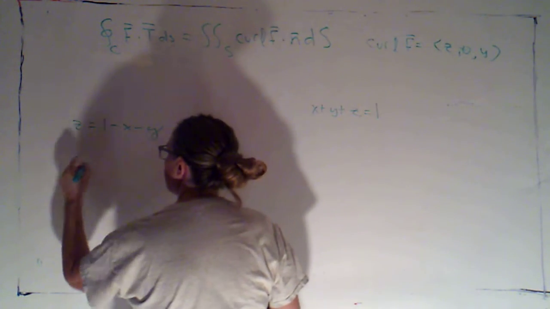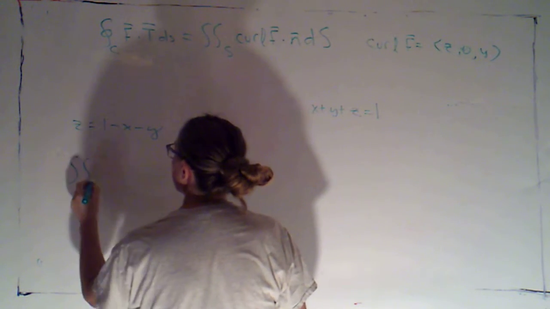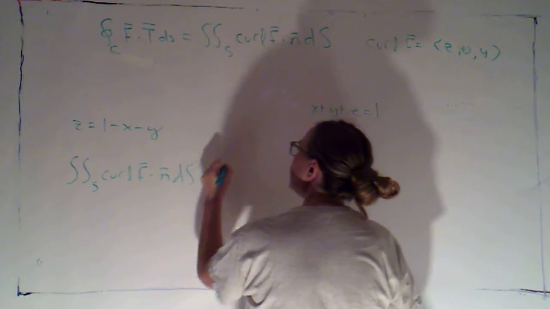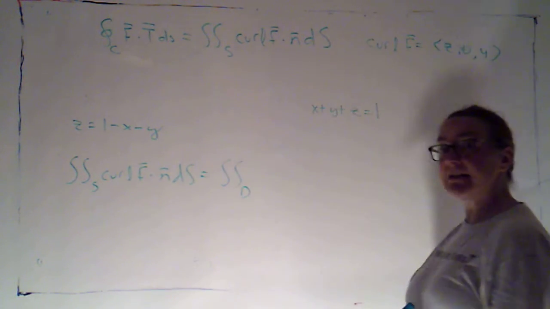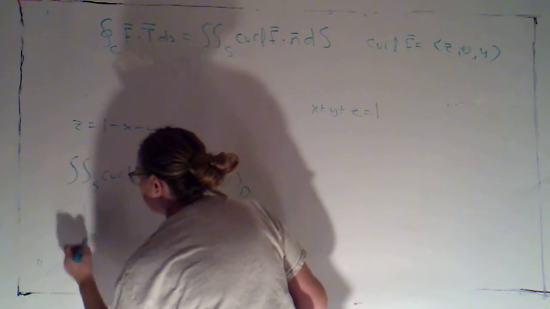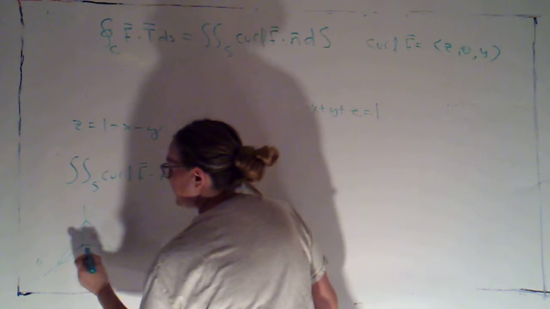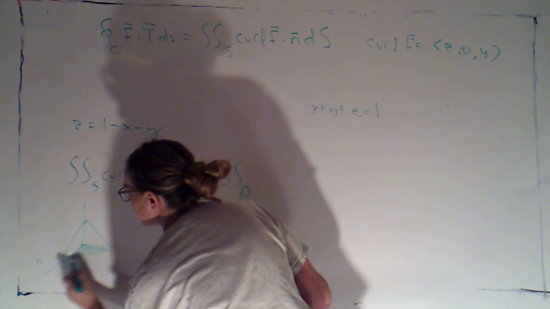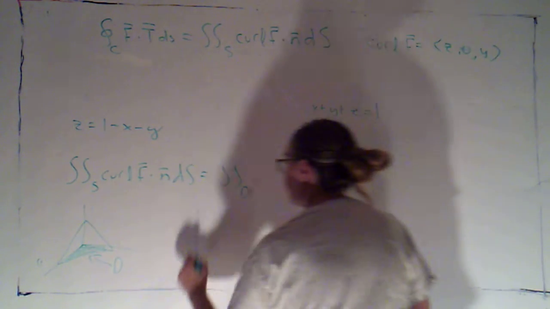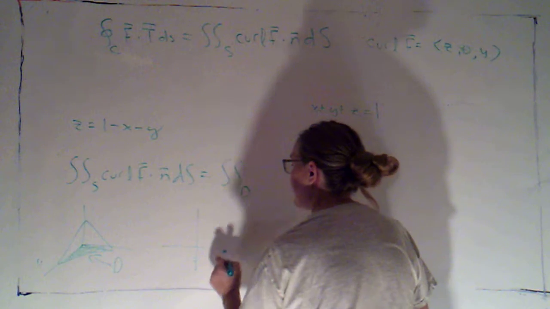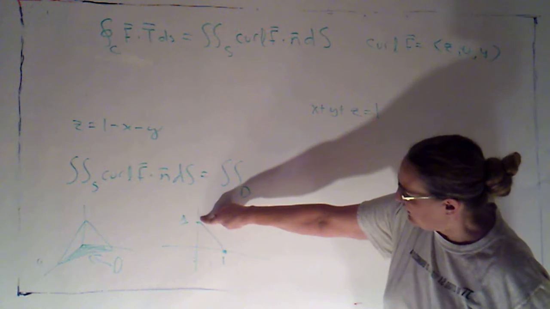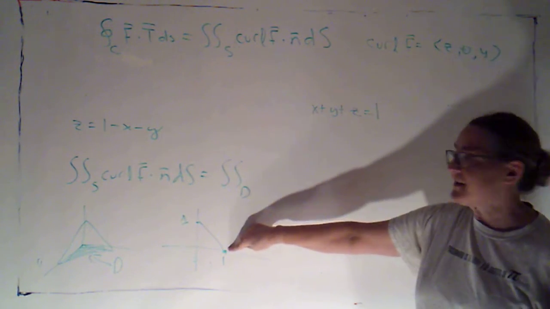So I'm going to say this is the double integral over S of curl of F dotted with n dS. That's going to become the double integral over D. That would be the region in the xy plane. That's the domain that maps to this. So if I projected this plane onto the xy plane, I'm getting that triangular region in the xy plane. In fact, I know the x-intercept was at 1 and the y-intercept was at 1. So it's that triangle with, in the xy plane, this would be (0, 1) and (1, 0).